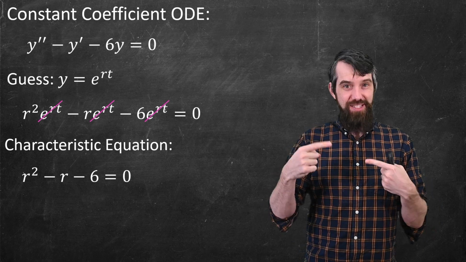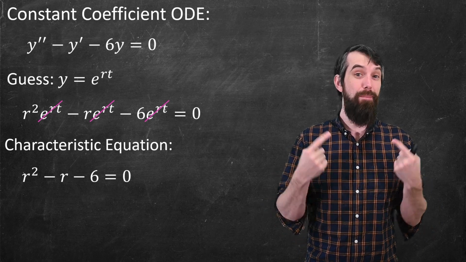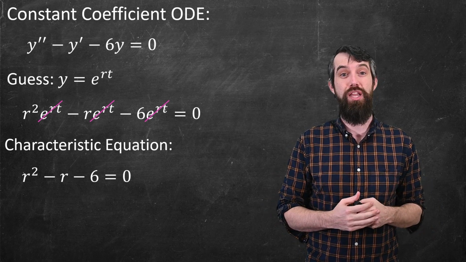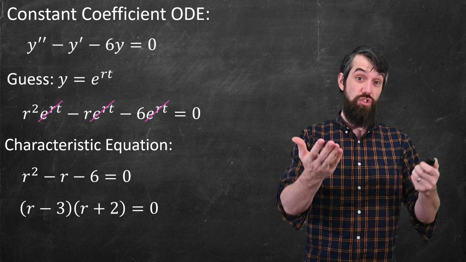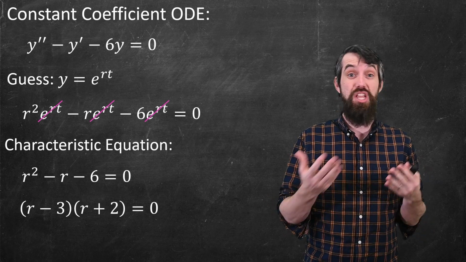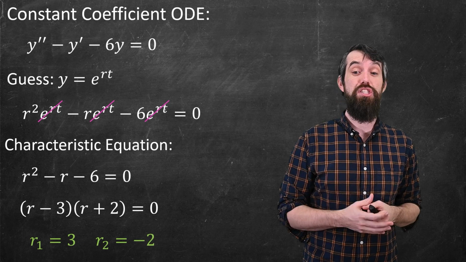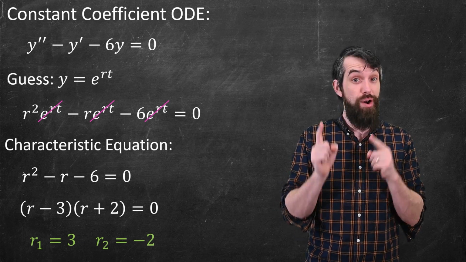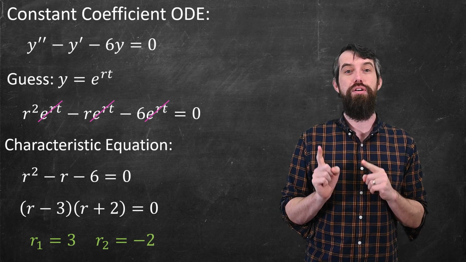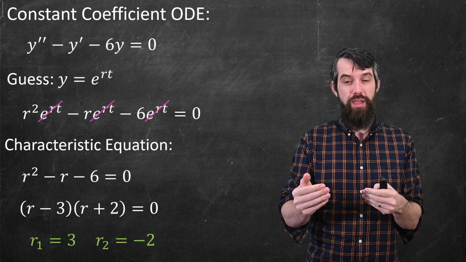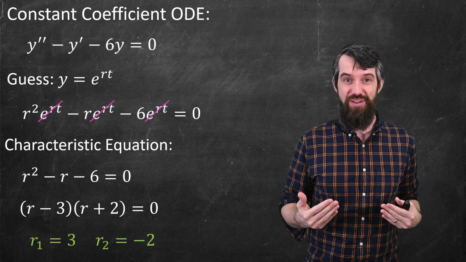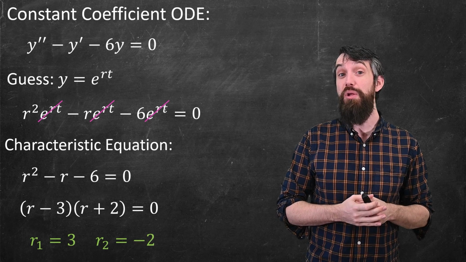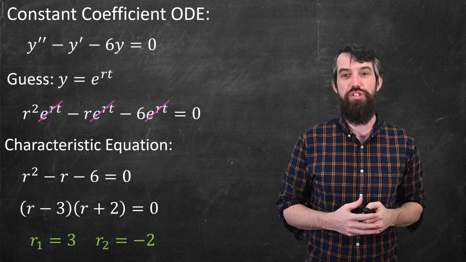So if there is a solution of this form, it must be the case that the r solves this particular quadratic equation. I can solve that quadratic equation. I can factor it easily, r minus 3, r plus 2. And that gives me 2 different solutions to the r, an r1, which was 3, and an r2, which is minus 2. So I've made my guess of e to the rt, and I've decided that the only way the r could work out is if it was one of these two answers.